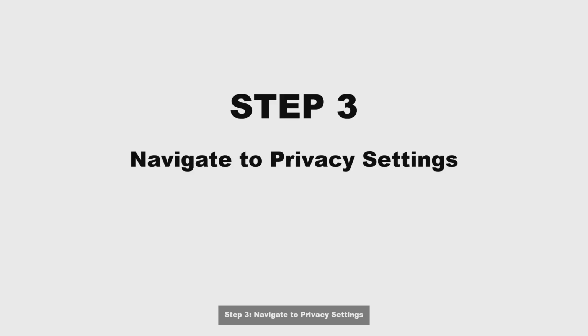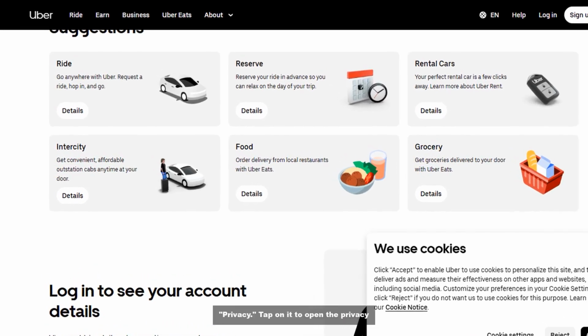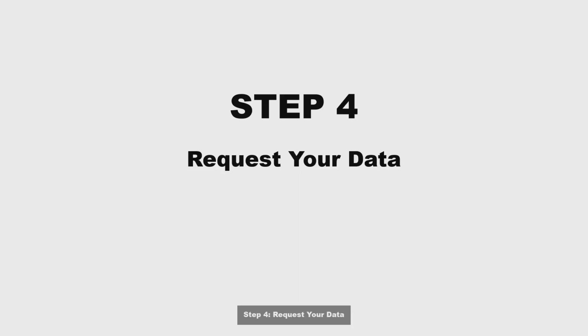Step 3. Navigate to Privacy Settings. In the Settings menu, scroll down to find Privacy. Tap on it to open the privacy options related to your account.